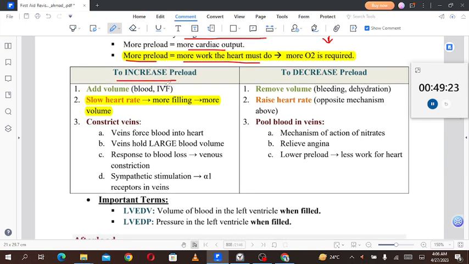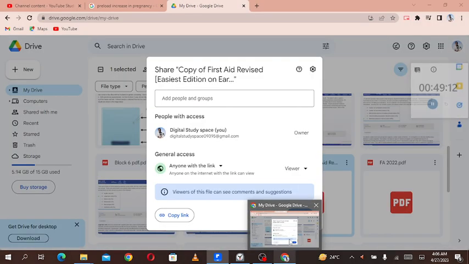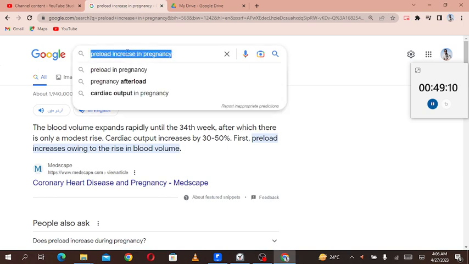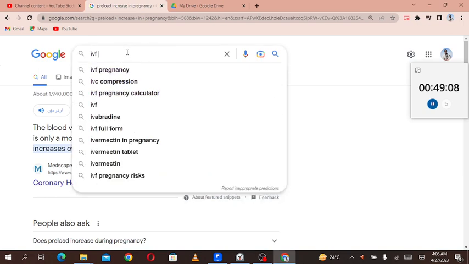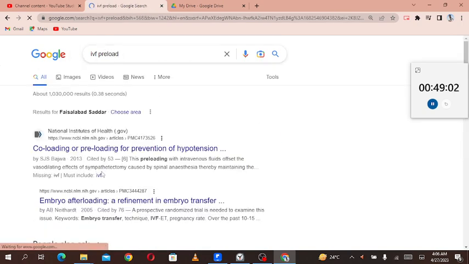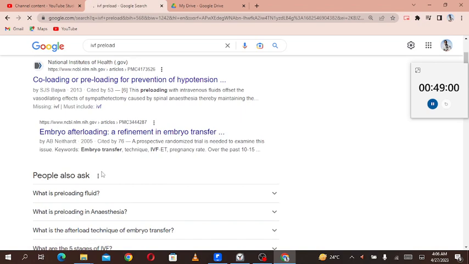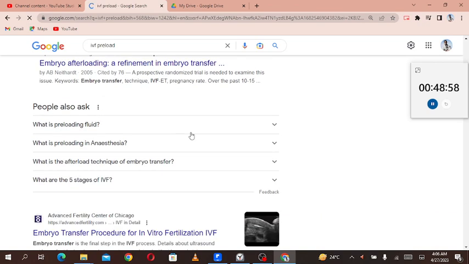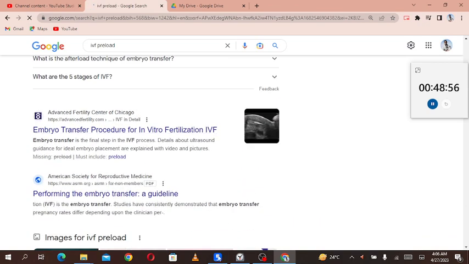The blood in the IVF, what's that? Give me a second. Add volume. Blood is IVF. What's IVF? IVF preload. Okay. IVF is embryo. There is in vitro fertilization. You know what does that mean?